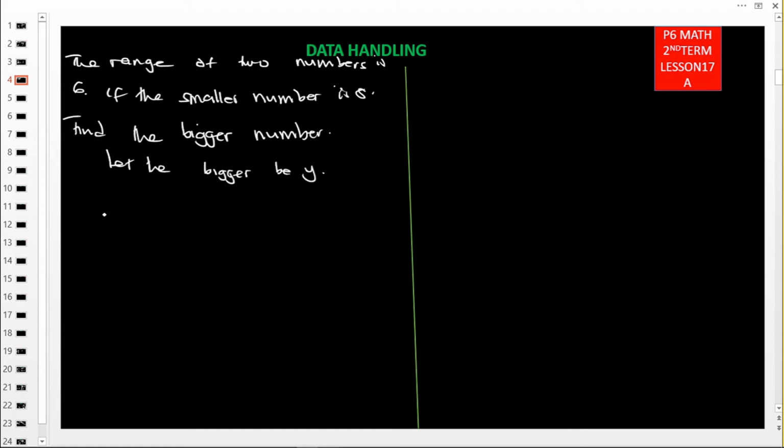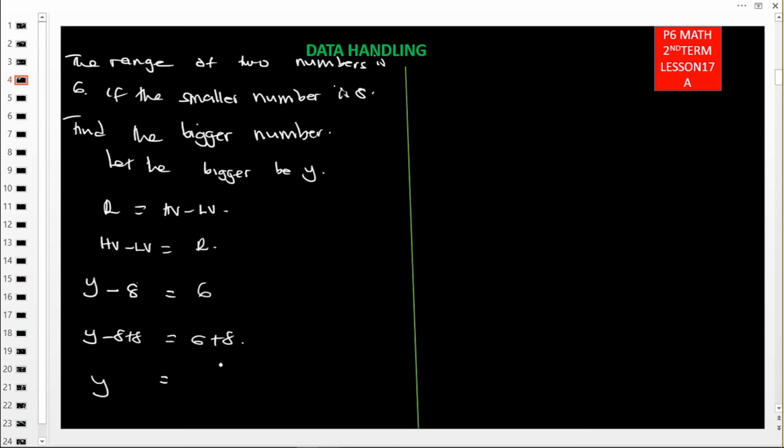So what is our range? Range is obtained as highest value minus lowest value, meaning that highest value minus lowest value is equal to the range. What is the highest number? It is y minus the smallest number. The smaller number is 8. What is the range? The range is 6. So y minus 8 plus 8 is equal to 6 plus 8. So y is equal to 8, 9, 10, 11, 12, 13 and 14. So the bigger number is 14.